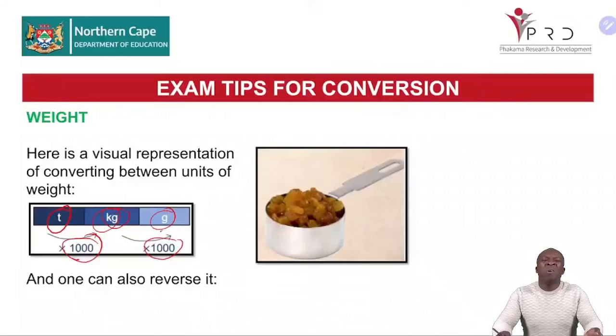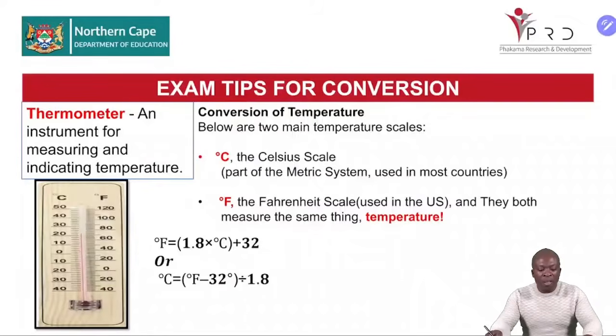Where do we usually see ton? Usually we see ton on bakkies. They don't usually say like 3000 kilogram. They will say 3 ton. 3 ton means 3000 because it's going to be 3 times 1000. That will give you 3000.